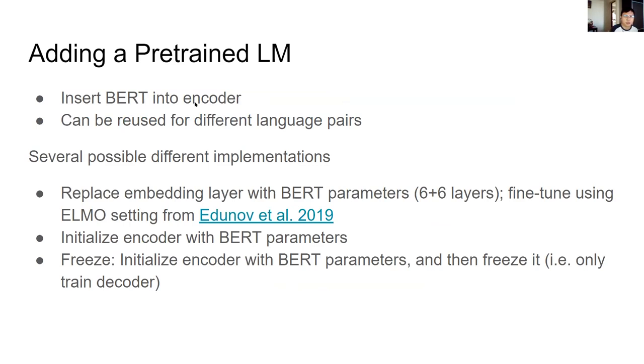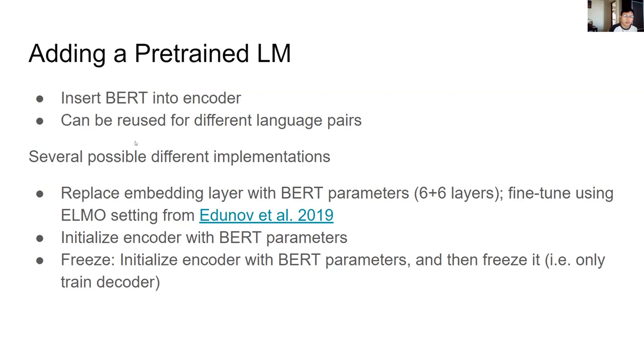If I have a BERT model for English and I'm doing English to French, I can again reuse this for English to German, English to Vietnamese, as long as my source language is English, because I'm just inserting BERT into the encoder side. I can reuse it again for a different target language, because I'm just using the English language model in my new combined model.